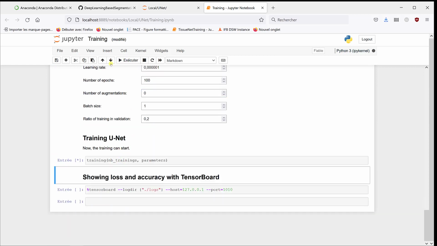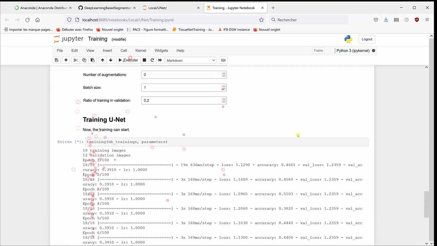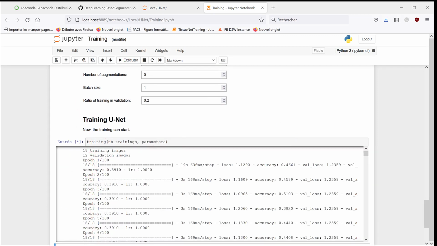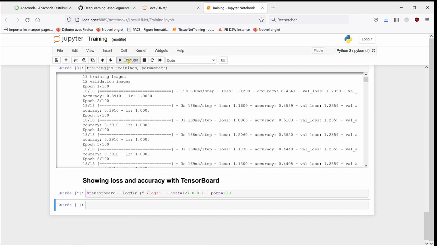And now I can start the training. So I'm going to just speed up the video so you don't have to wait for the entire training. All right, it's done. So now we can have a look at the curves for accuracy and loss with TensorBoard.